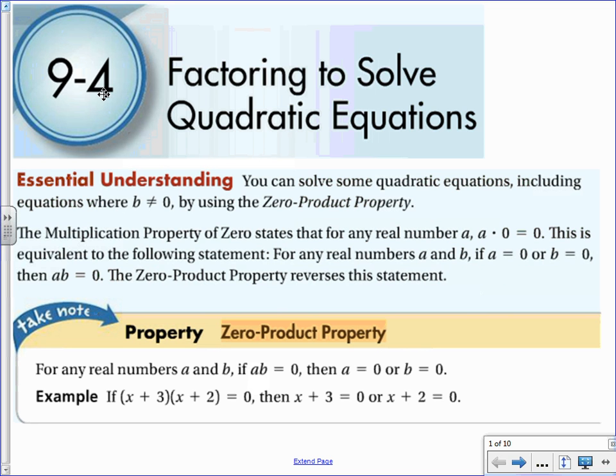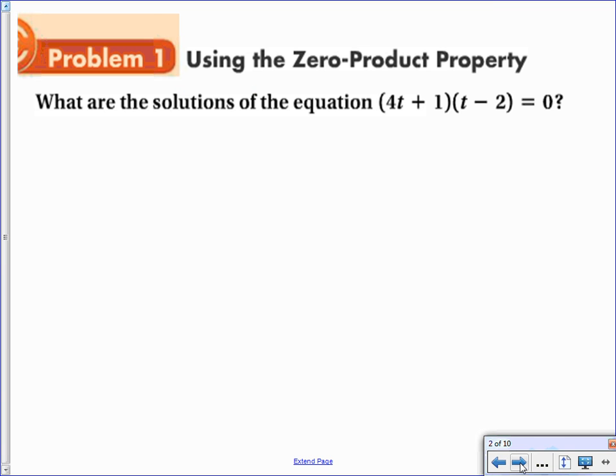This is 9.4, factoring to solve quadratic equations. There's going to be 3 examples that would go into your notes. And here is example number 1.